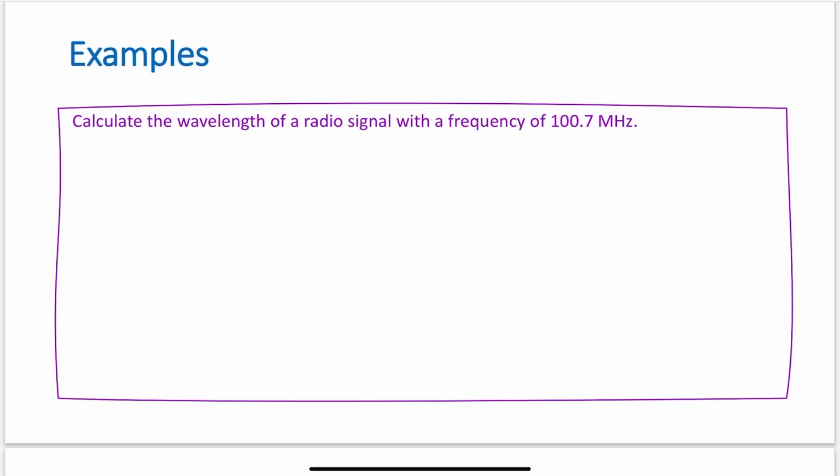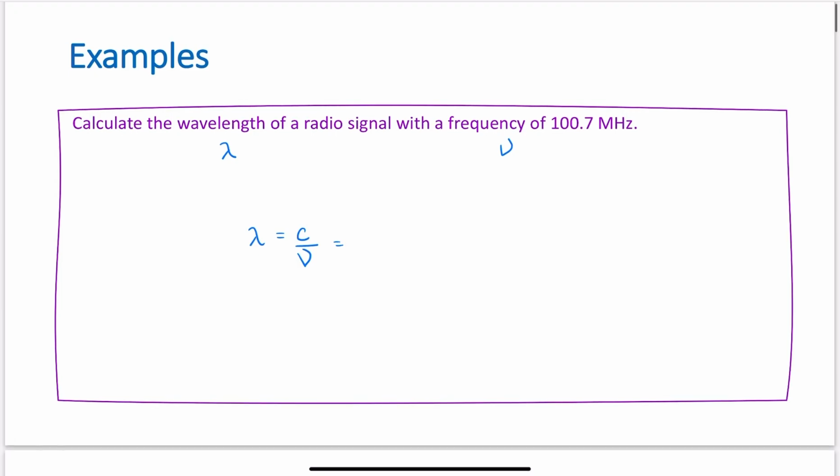First step in this practice, calculate the wavelength of a radio signal with a frequency of 100.7 megahertz. So you need to remember our equations here. We're looking for wavelength, okay? We're given frequency. We know that wavelength is equal to the speed of light over frequency. We know the speed of light, 2.998 times 10 to the 8th meters per second.